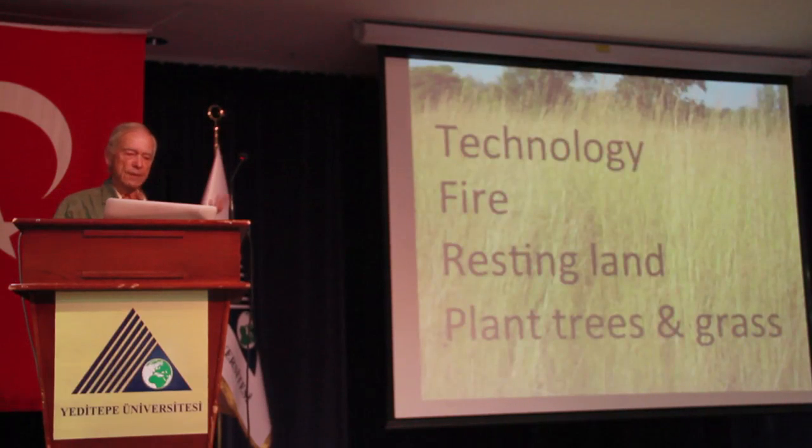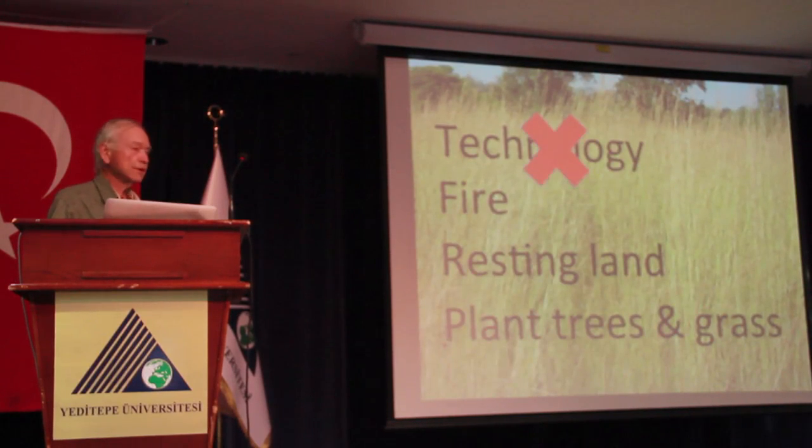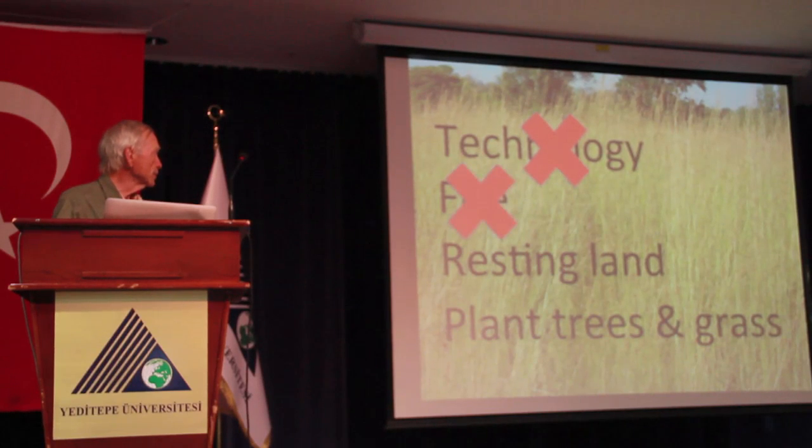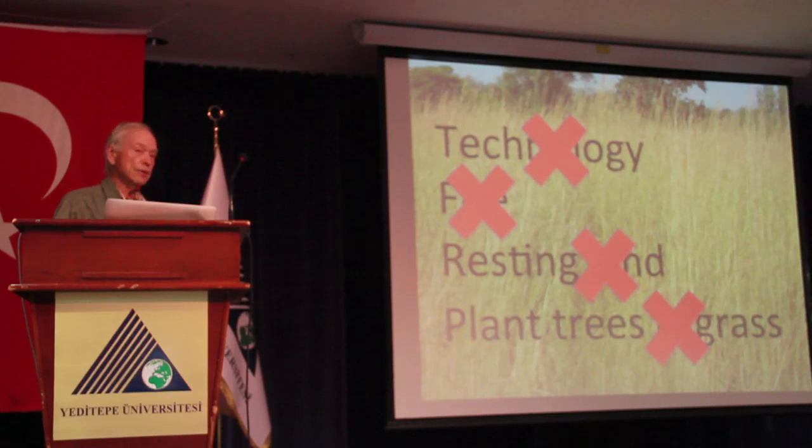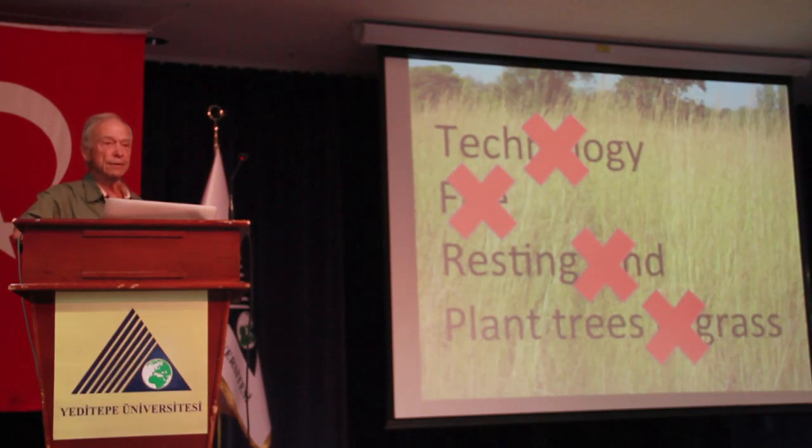So we've got a dilemma. No technology in the world is going to save us. Because unless we deal with this, we're not going to deal with climate change, poverty, droughts, floods, all these things on most of the world. Fire can't do it, resting land can't do it, and any amount of planting trees and grass can't do it, as the Chinese are finding. Up to 250,000 tons of sand is dumped on Beijing in some days. And the Chinese are trying to plant trees, it won't do it.